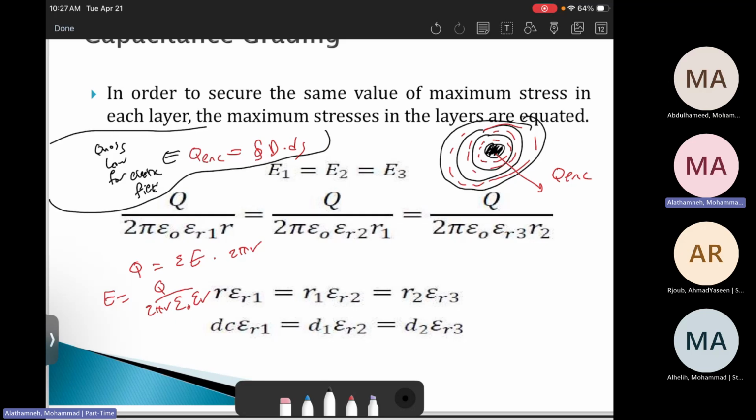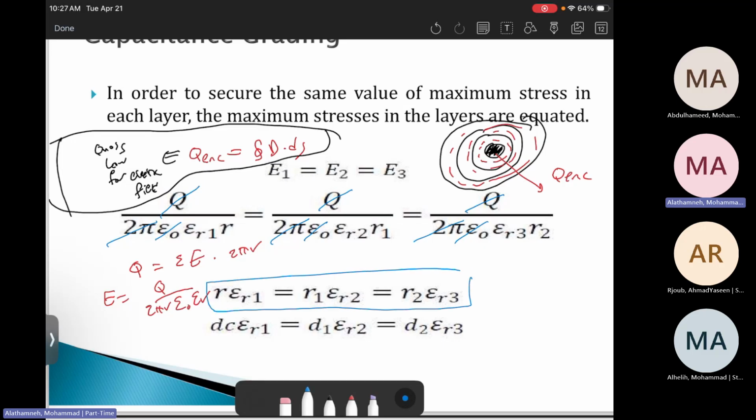So maybe, I'm not sure if you remember this formula, but that's how we find this. Then when we do the substitution, all of them are sharing the same Q. We can say Q, Q, Q cancel each other. 2 pi, 2 pi, 2 pi cancel each other. Epsilon naught and epsilon naught cancel each other. Then what remains? Epsilon r times r. Here in terms of radius.